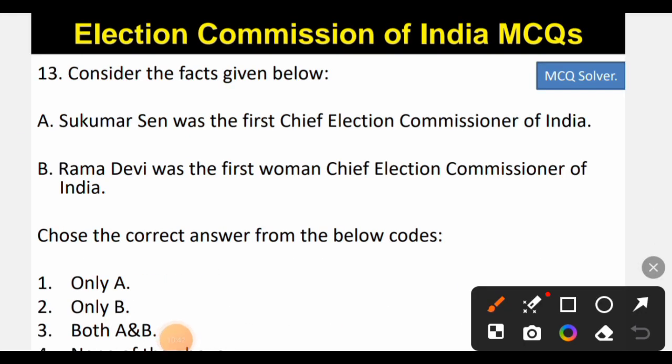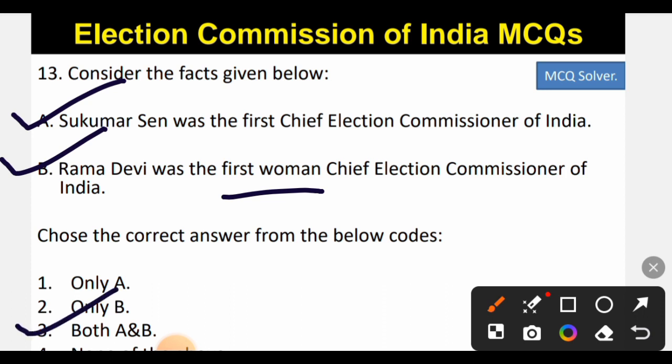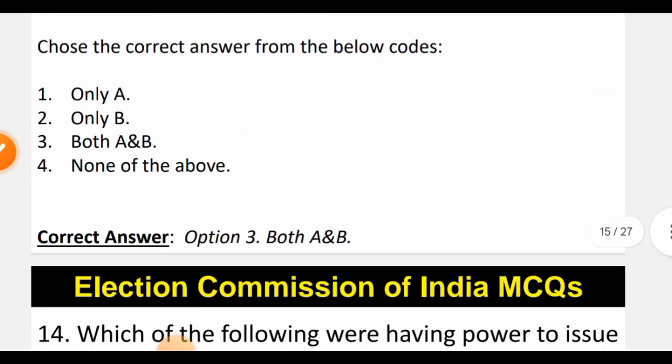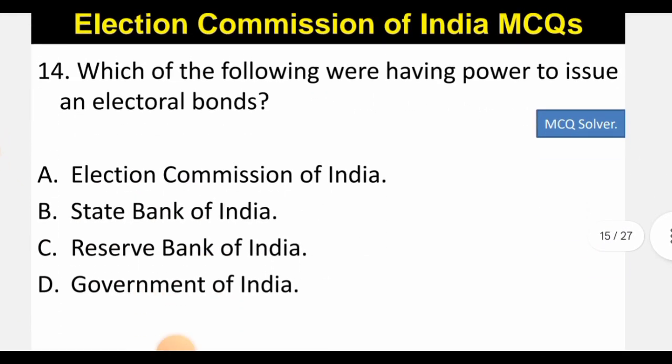Now question number 13. Consider the facts given below. Let's look into the statements. Statement A, Sukumar Sen was the first Chief Election Commissioner of India. Statement B, Rama Devi was the first woman Chief Election Commissioner of India. So both the facts are correct, as Sukumar Sen was the first Chief Election Commissioner of India and V.S. Ramadevi was the first woman Chief Election Commissioner of India. So both the statements are correct. So the correct option will be option number 3, that is both A and B. Now let's move to question number 14.